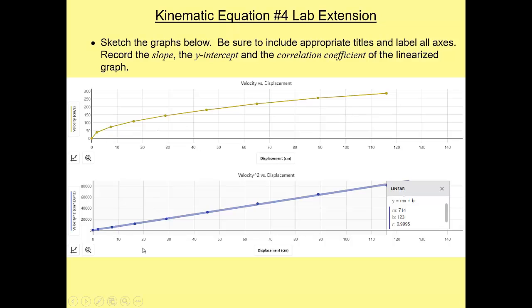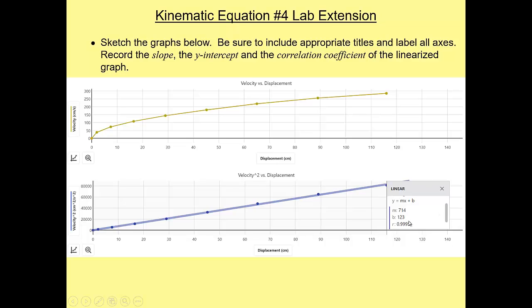So notice here what I had to do to linearize this graph. I squared the velocity, in units of centimeters squared per second squared. If you square the variable, you've got to square the units as well. And that created a linear graph. Notice very linear, not perfectly linear because there's some error even in a pivot, but 0.9995 is my correlation.